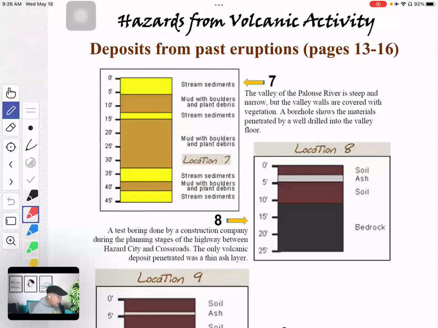The last piece of information are the deposits from past eruptions, which you're going to find on pages 13 to 16. Okay, so basically what you have there is a core that was dug through the ground, and when dug back, it shows the different layers of sediments accumulated in that particular location. So the top of the core is the most recent deposit, and the bottom is the oldest deposit. So, for example, in this location number 7, and the locations are all in the map.